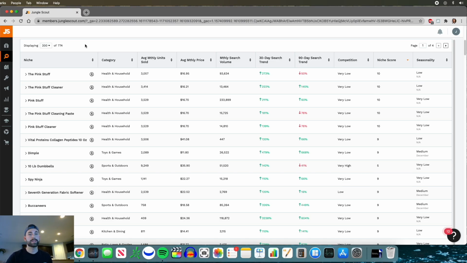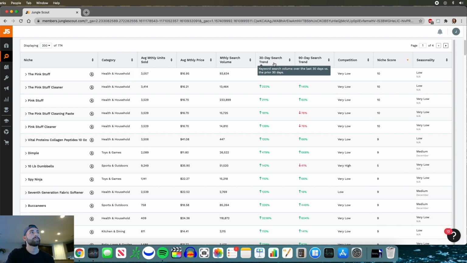Now once you click search, it's going to take you to the bottom section here. This bottom section is actually your search results. This is all the product data that you're going to be taking a look at to make your decision if this is a product niche that you want to be selling in. So first column is your niche and goes through your category for that product. Then a bunch of other statistics here that will be definitely useful.